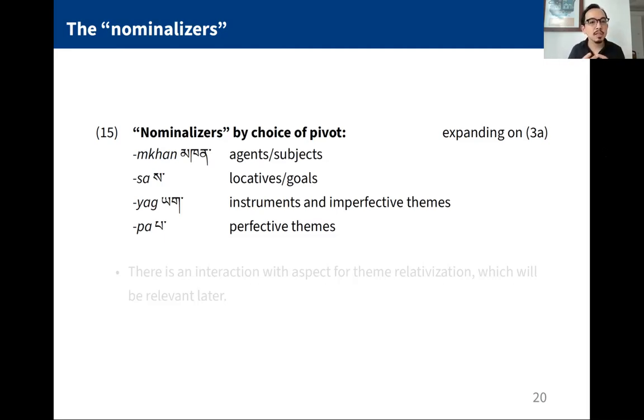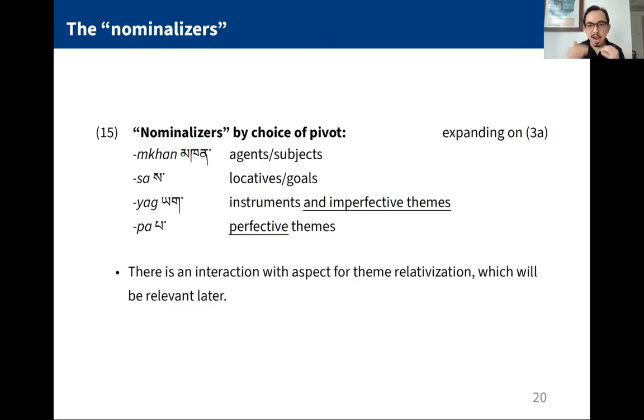Locative and goal relatives, you use sa. Instruments, and also imperfective theme relatives, you get ya, and perfective themes then get pa. So there's an interaction here with aspect and the choice of pivot in terms of the morphology that you get for theme relatives, and this will be relevant later.